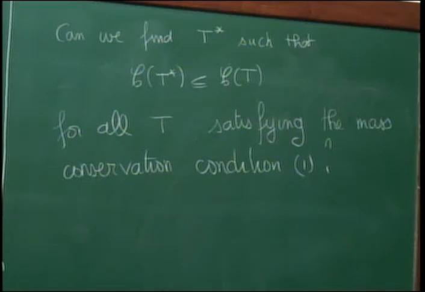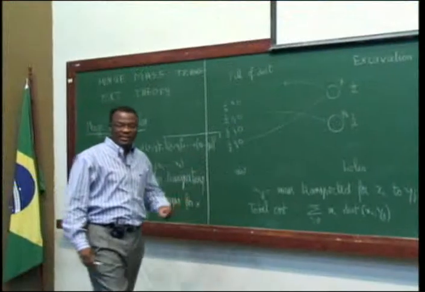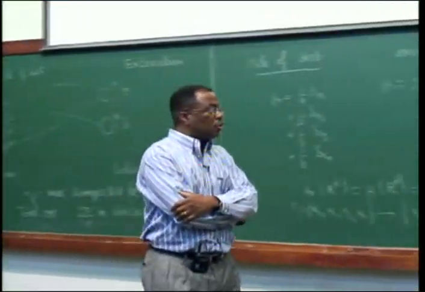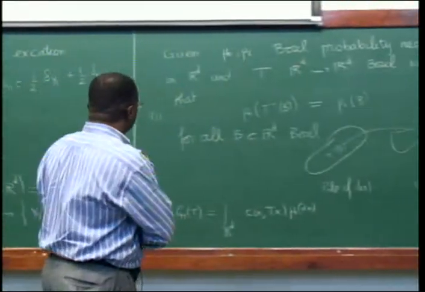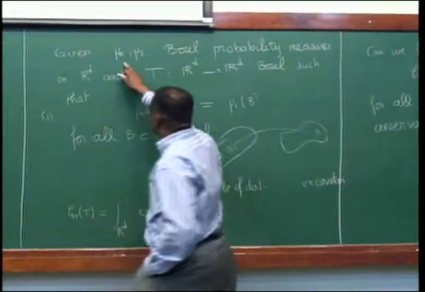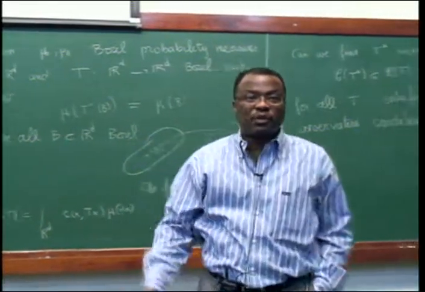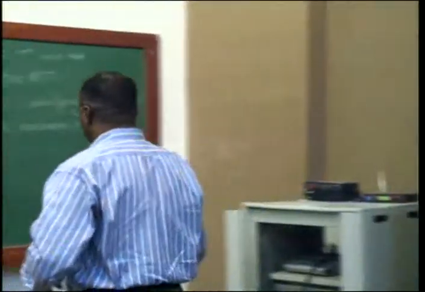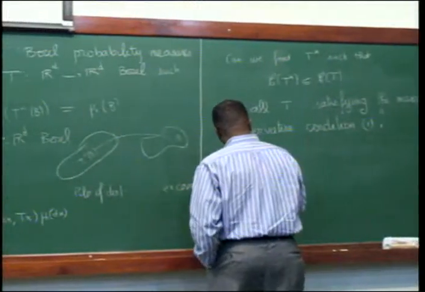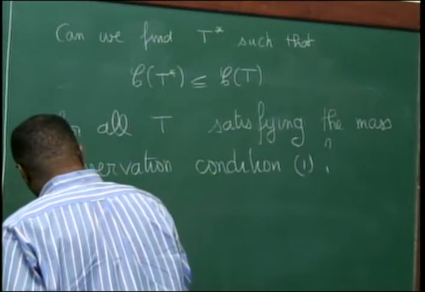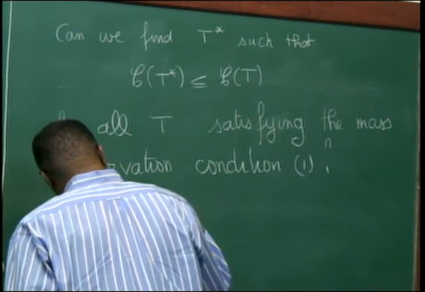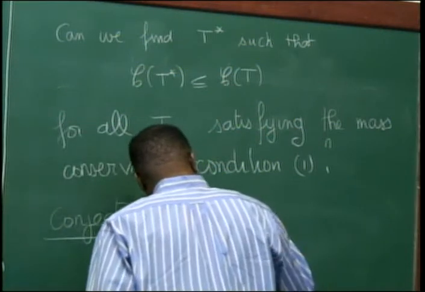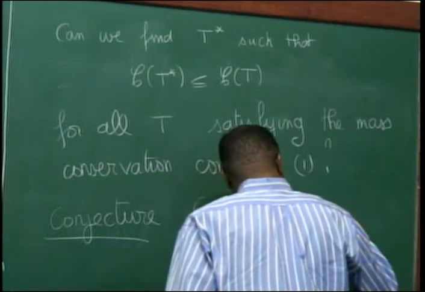So that problem was first formulated by Monge when C is exactly that distance. And Monge conjectured that when the measures mu naught and mu 1 are absolutely continuous with respect to Lebesgue measure, there exists a minimizer for that. So, conjecture. This is Monge, 1781.